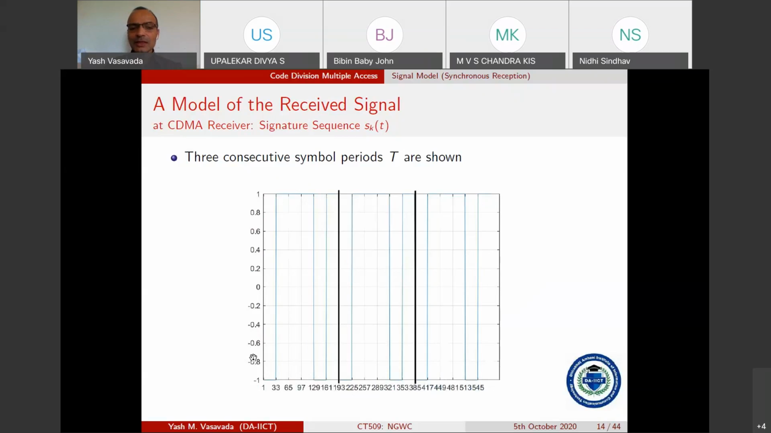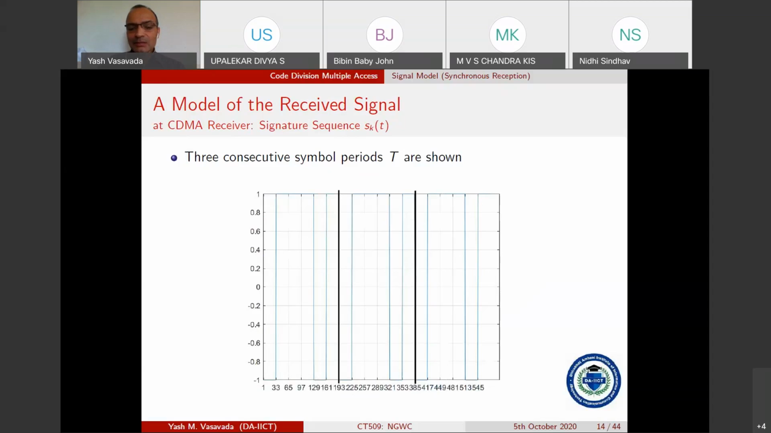And remember, Sk of t is not dependent on the symbol index. So the same Sk of t is going to get repeated at all the symbols. So you see the same pattern present in the different symbol intervals.